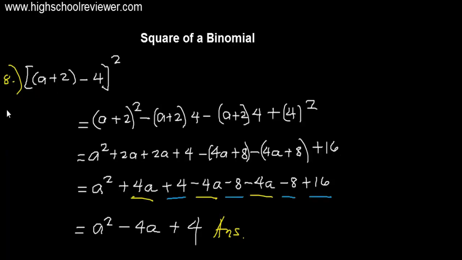And our last number, we have the quantity of the quantity a plus 2 minus 4. Our first term, we have the quantity of a plus 2. Our second term, we have 4. The same process, and our final answer is a squared minus 4a plus 4.